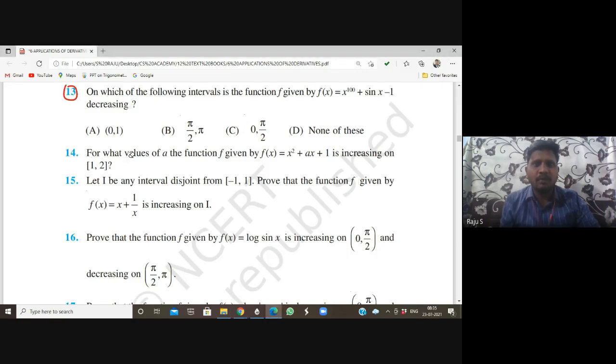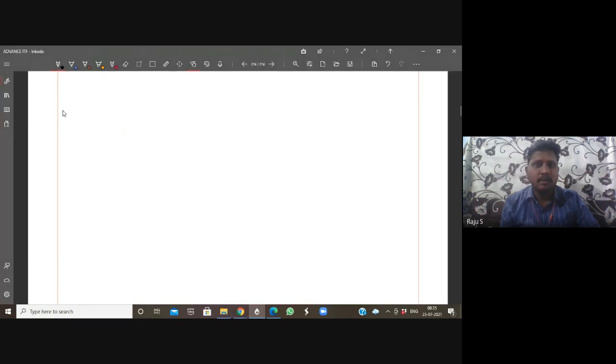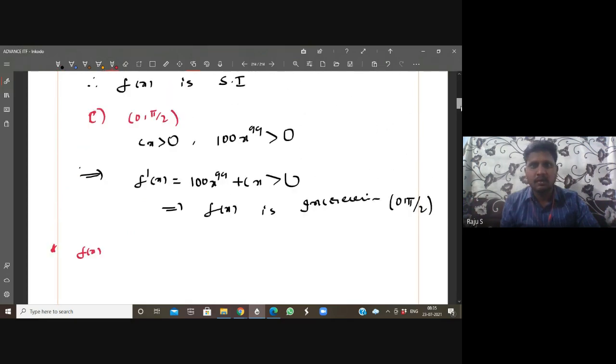For what value of a is the function f given by f of x equal to x squared plus ax plus 1 increasing on 1, 2? Right? This type of question is important. Look at here. Is it clear?